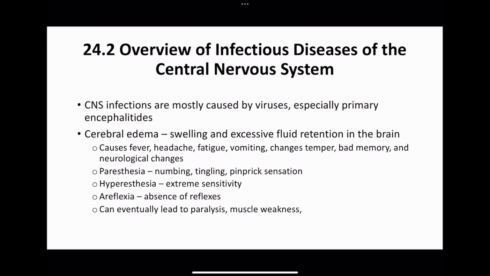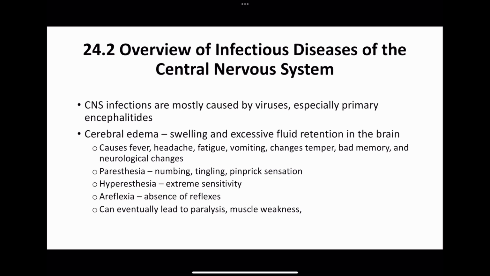Inflammation of the brain may lead to cerebral edema, which is swelling and excessive fluid retention in the brain. This produces an increase in intracranial pressure, causing severe headaches. It can also cause fever, fatigue, nausea, vomiting, and neurological changes.